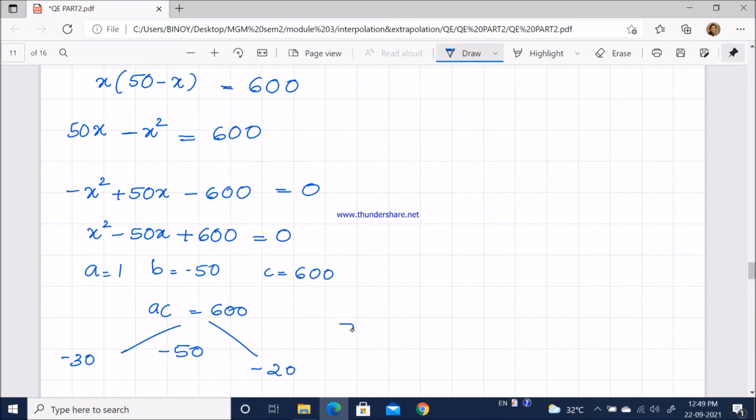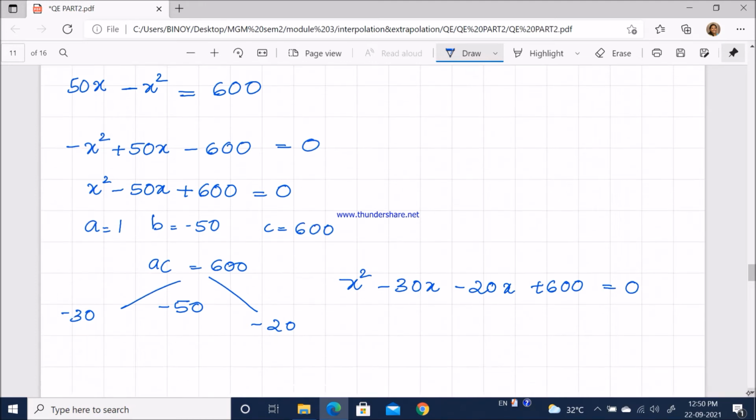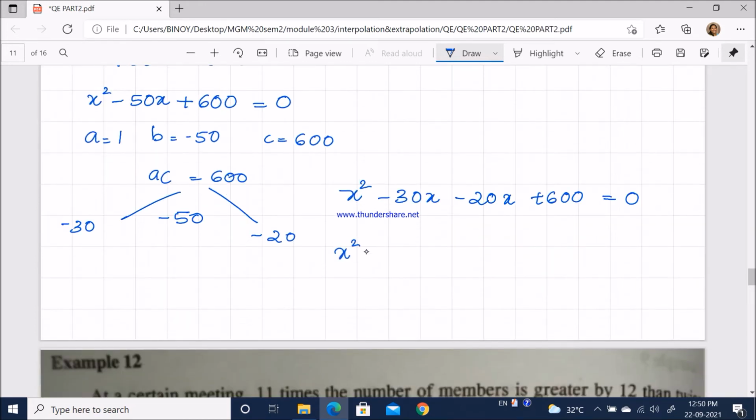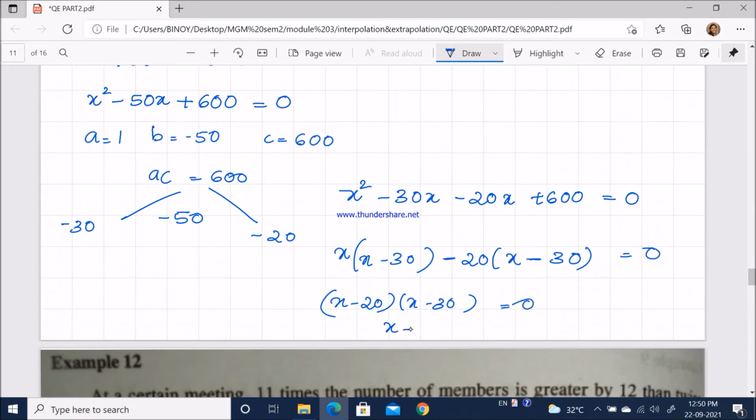So x square minus 30x minus 20x plus 600 equals 0. Taking x outside, x(x minus 30) minus 20(x minus 30) equals 0. So (x minus 20)(x minus 30) equals 0. So x is equal to either 20 or 30.